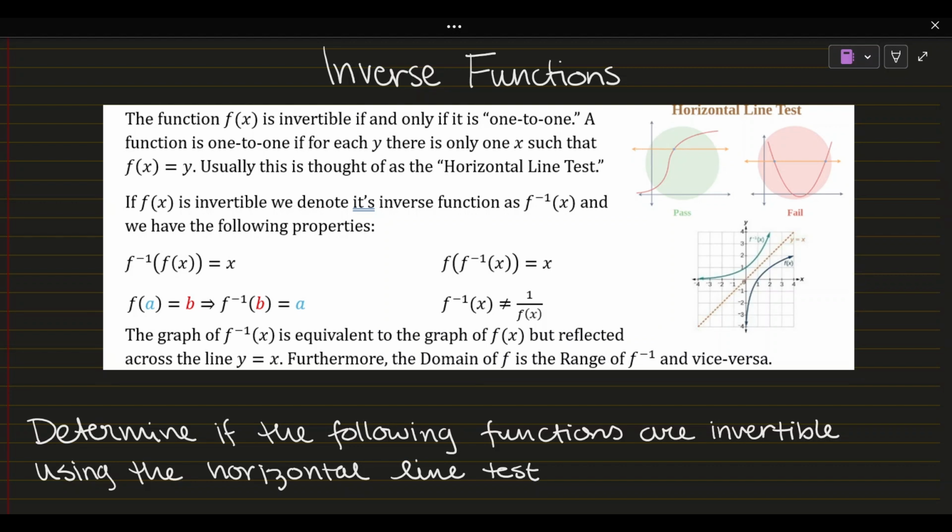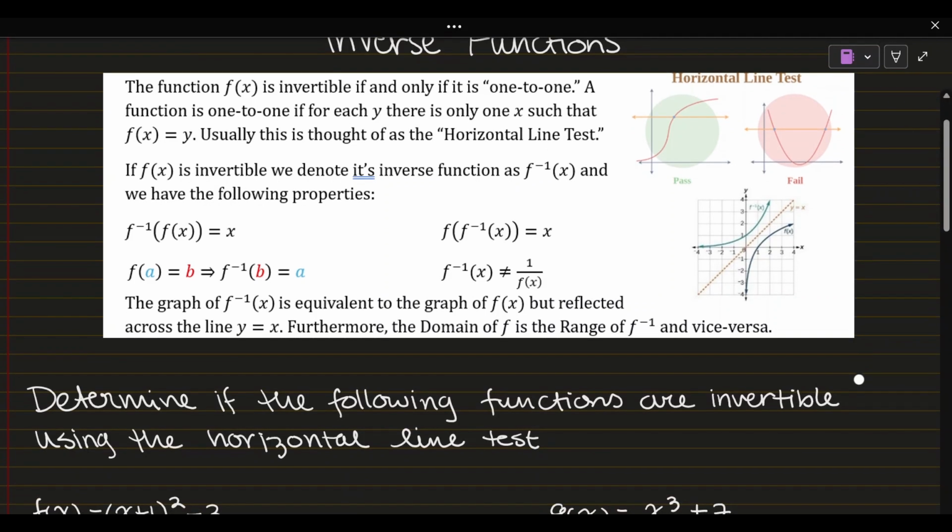Our idea is we have a function like this, and if we can draw a horizontal line at every point and it doesn't intersect any other point on the curve, then it passes the horizontal line test. If we have a curve where we can draw a horizontal line at one point and it touches the curve more than once, then it fails the horizontal line test and it fails to be invertible, okay?